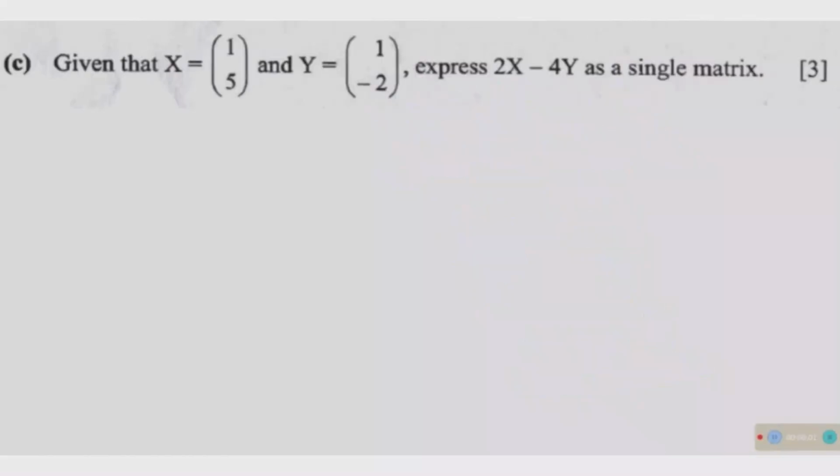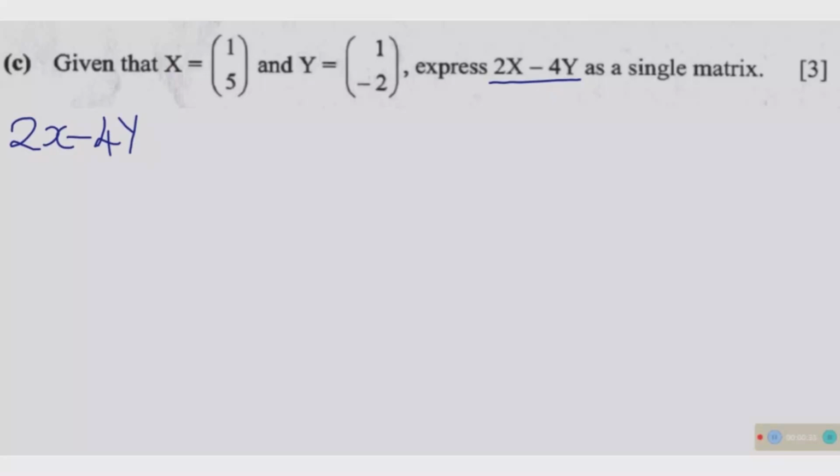Question 1c is as follows. Given that x is equal to (1, 5) and y is equal to (1, negative 2), express 2x minus 4y as a single matrix. Okay, so what we need to do is first write the expression which is in the question, which is 2x minus 4y. We express it as a single matrix.